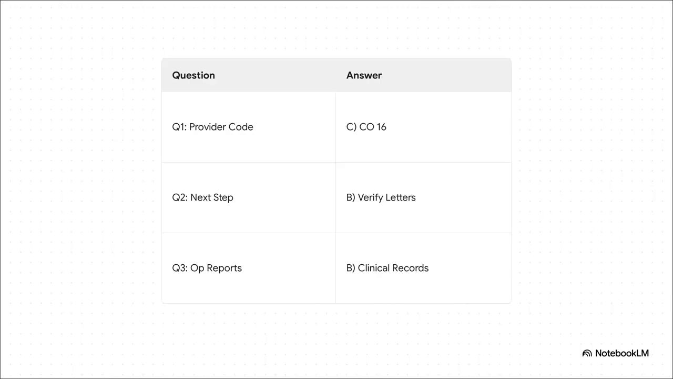Okay, let's look at the answers. For number 1, it's C, CO16. That contractual obligation means it's on the provider. For number 2, it's B. You must always verify how many letters have already gone out before asking for another one. And for number 3, it's B. Operative reports go right over to the clinical records team. Awesome job if you got all 3.